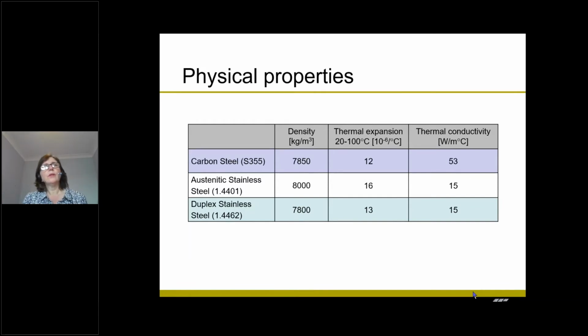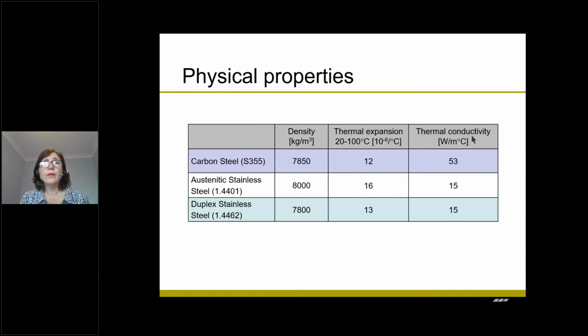Let's move on now to look at the physical properties. And you can see that the density is very similar for all the steels. The thermal expansion is very similar, Duplex stainless steel and carbon steel. Although you will notice that austenitic steel does have about a 30% higher thermal expansion. So if you're using carbon steel with austenitic stainless steel, then you do need to take account of differential thermal expansion in design.